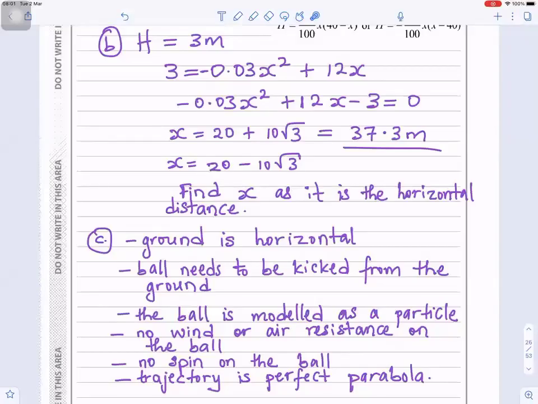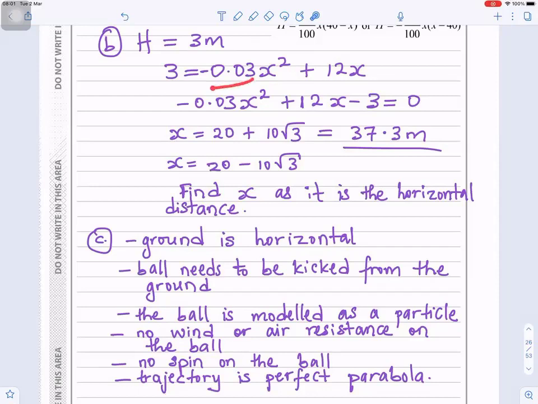For part B, h is equal to 3 meters. So if we put 3 in there, it's equal to minus 0.03 x squared plus 1.2x. You can use the equation solver in your calculator to check if this answer is correct. But don't just write that answer, because you wouldn't get full marks. You need to show your working. So you can solve this as a quadratic.